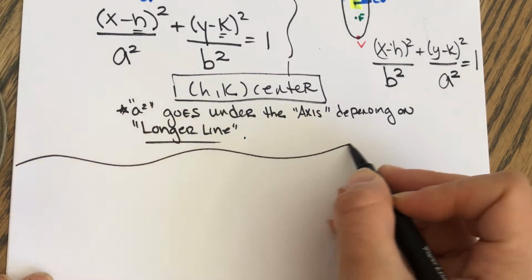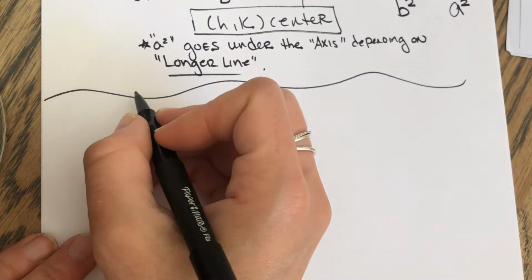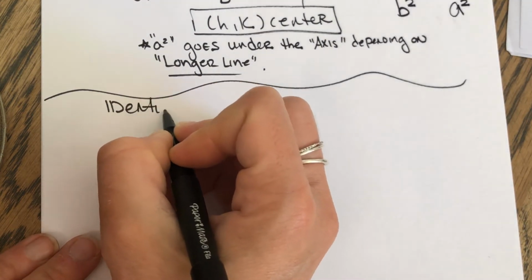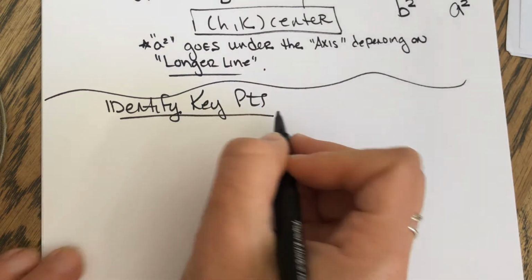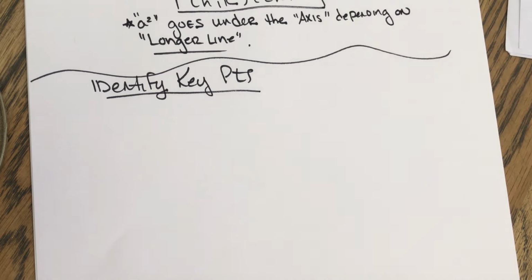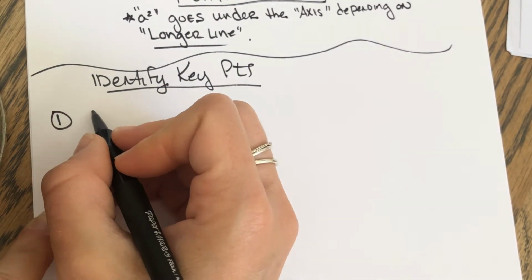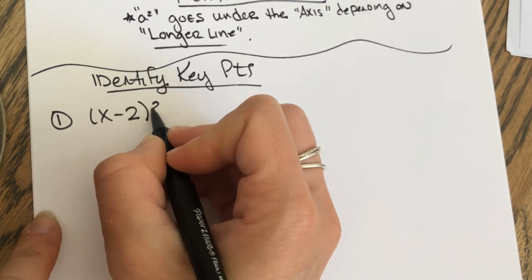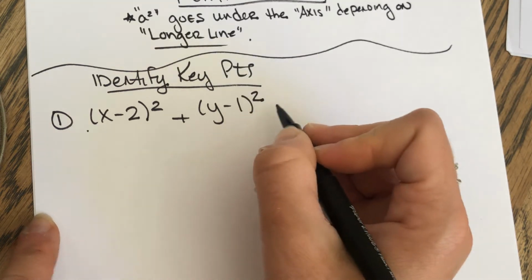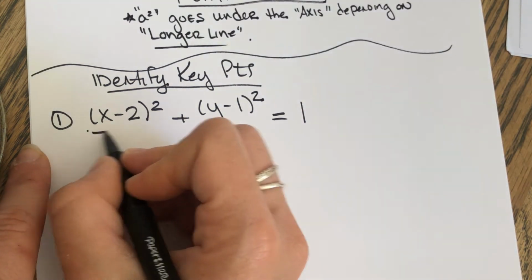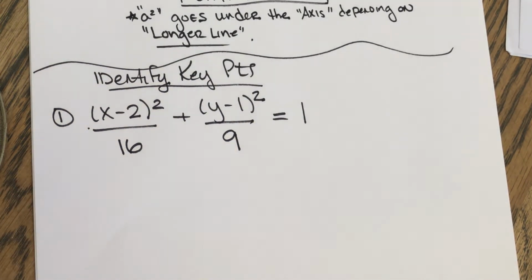Okay, so let's just get right to it. Hopefully this is a shorter video because I don't need to explain, but it is a little harder. So we're going to say identify key points. I'm just going to do identifying key points because if I ask you to sketch it, you guys should be able to sketch it. Okay, and I'll give you guys your steps again. So here's your first one. X minus 2 squared plus y minus 1 squared. So again, it looks like a circle, but the fact that I equal 1 and the fact that I'm putting a denominator means it's an ellipse.